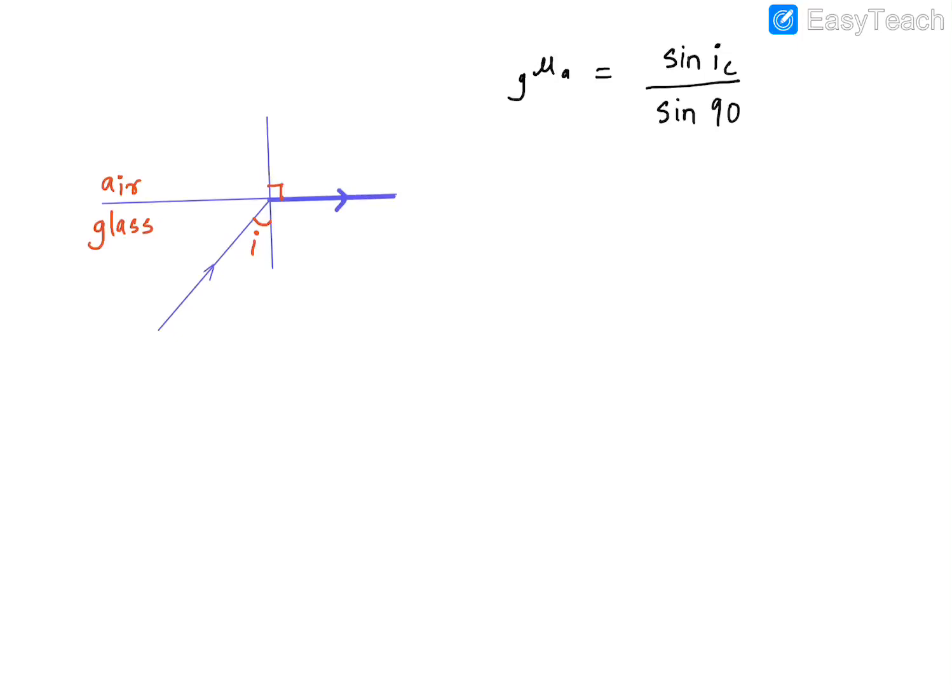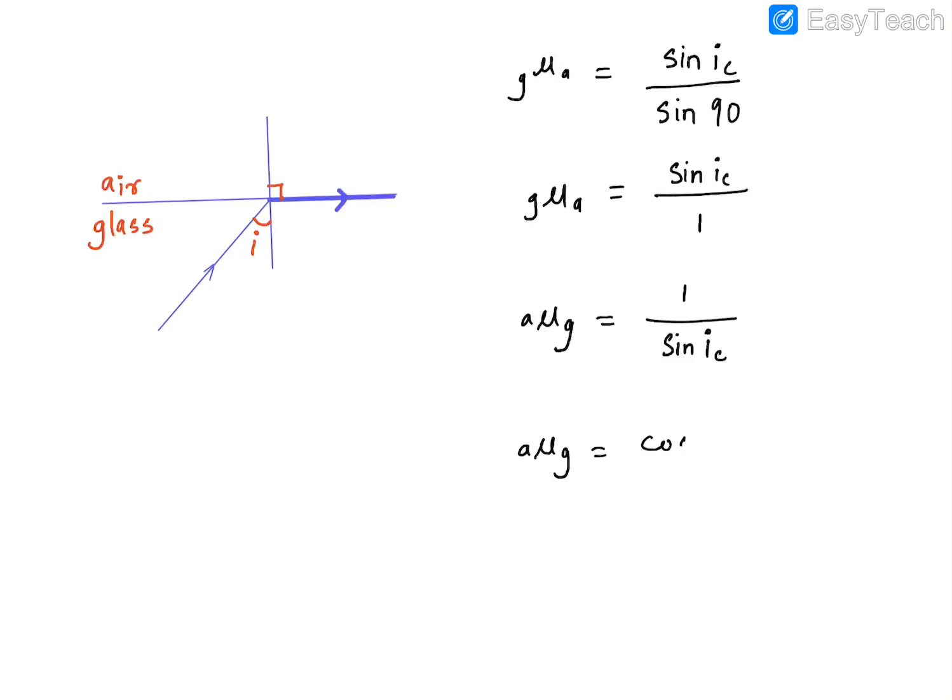So we'll write sin i upon sin r, g mu a. Now what is the sine of 90 degrees? The sine of 90 is equal to 1, correct? So we can write the sine of the critical angle, and here you write g mu a. But if I write this g mu a as a mu g, what will it become? 1 upon the sine of the critical angle. So this is the fourth formula for the refractive index. And if I want, I can also write this as a mu g equal to cosec of the critical angle.